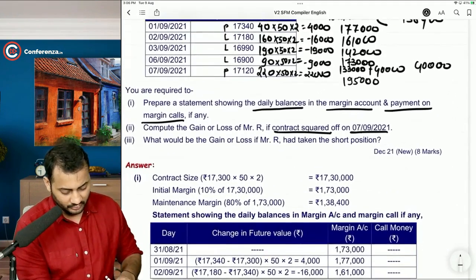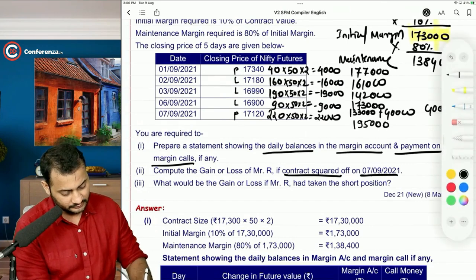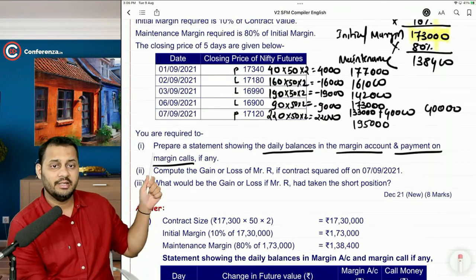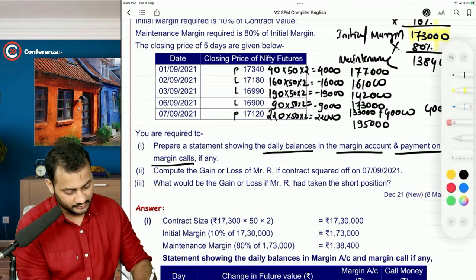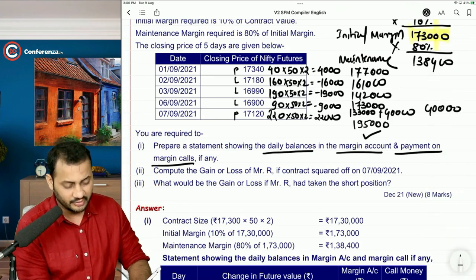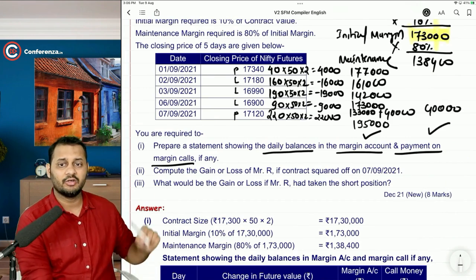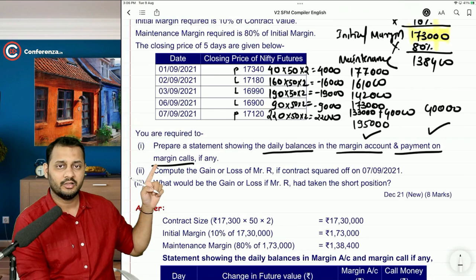Your purpose is solved now. You can clearly see that your purpose is solved now. It says daily balance in the margin account. This is a statement of the daily balance in the margin account, and this is the margin call, if any. Okay. Happy with this? Now let's come to the second part.